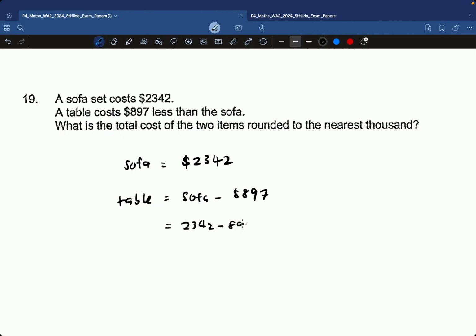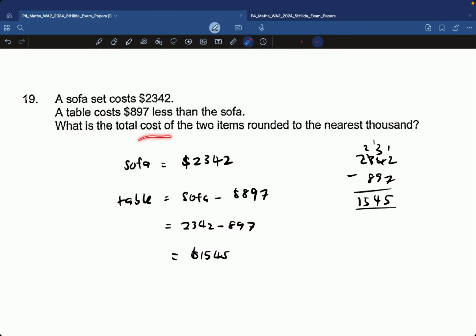2,342 minus 897. In this case, 2 minus 7, we take a 10 from 4. This will be 3. 12 minus 7 will be 5. And then 3 minus 9, we cannot, so we just have 13. This will be 2. 13 minus 7, this will give us 4. And then we can just have 23 minus 8. This will give us 15. So the table will cost us $1,545.